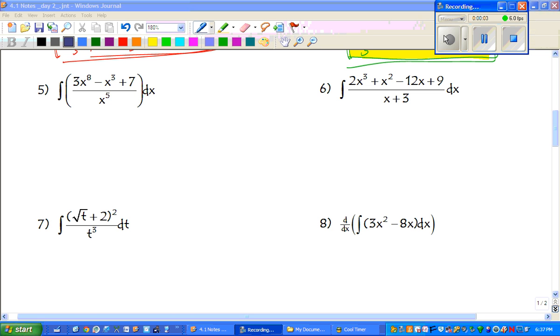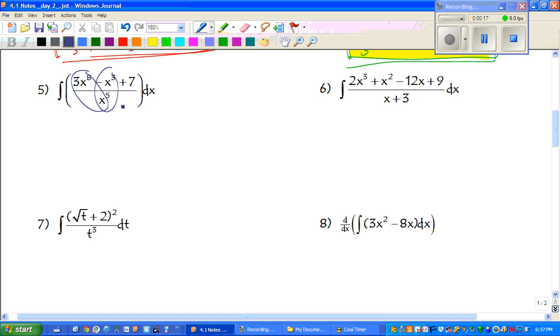Let's take a look at number 5. For this one, we saw something similar to this in notes yesterday. The way I like to look at this is we can take this and split it up into 3 little fractions. We can take this divided by x to the 5th, this divided by x to the 5th, and this divided by x to the 5th. You don't necessarily have to write it out every time, but I'm going to rewrite it for this time.